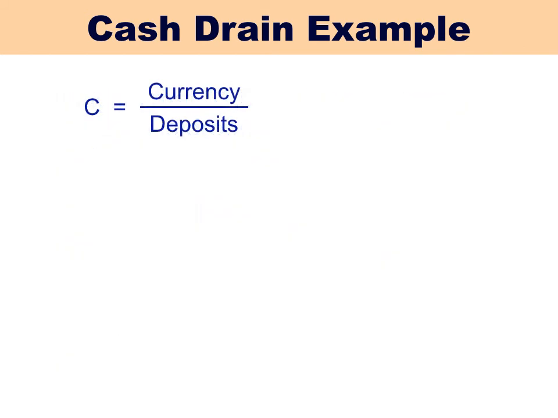First thing we need to do is calculate the currency to deposit ratio. The currency to deposit ratio is 20% divided by 80%. What was the cash drain? 20%. What is the currency to deposit ratio? 25% or 0.25. Pay attention to those terms.